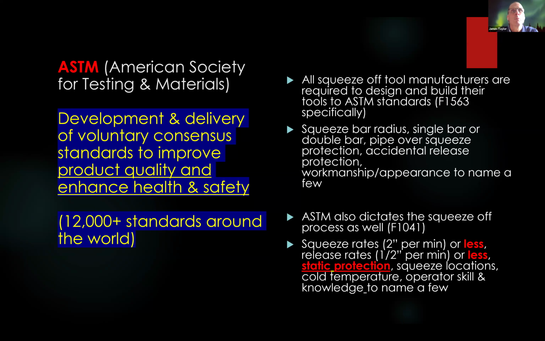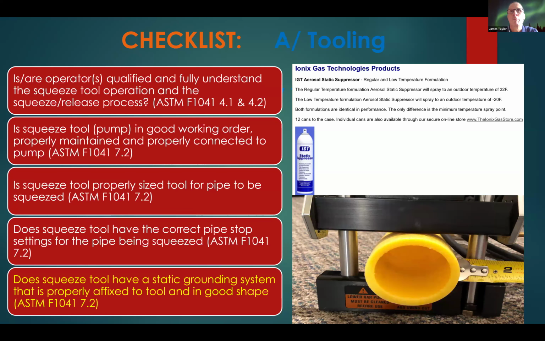Then we'll jump on and talk about checklist A, our tooling, what we're going to look for. Well, we've got our spray from Dirk there. Once our pipe's exposed, we clean it and apply it. We're starting at the top there quickly. Are the operators qualified, and do they fully understand the squeeze tool operation and squeeze and release processes per ASTM F1041? Is the squeeze tool or pump, if it's hydraulic, in good working order, properly maintained and connected to the pump? ASTM again is what dictates this, not the squeeze-off manufacturer.